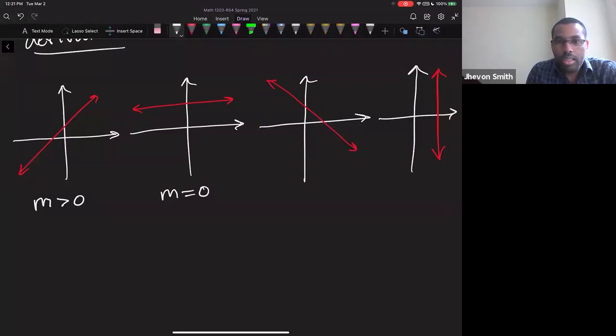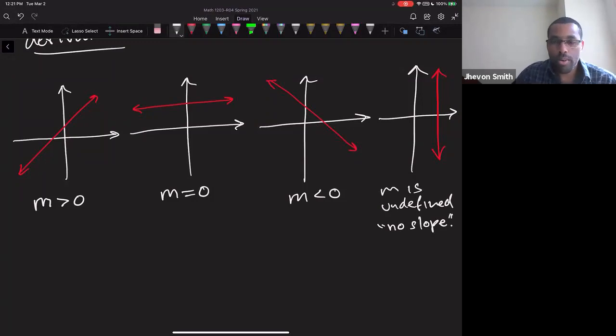What about the third one? M is less than 0. What about the last one? No slope. This is no slope. So here, M is undefined, as in, there is no slope. It's not even a thing in this context.